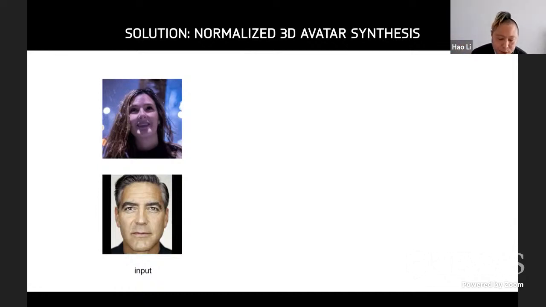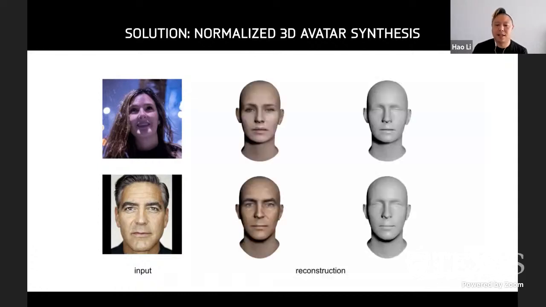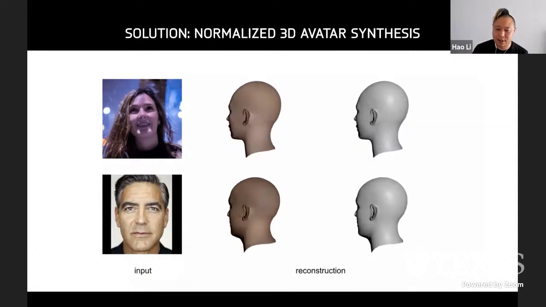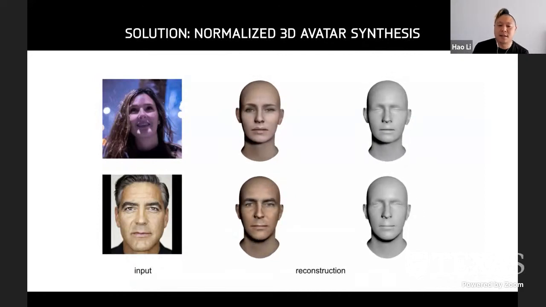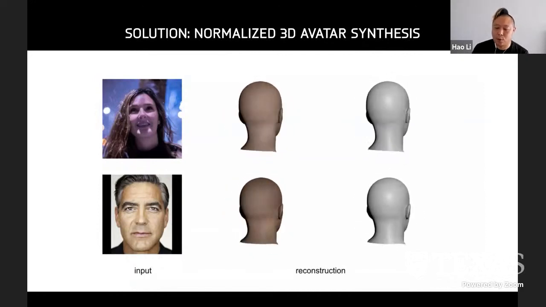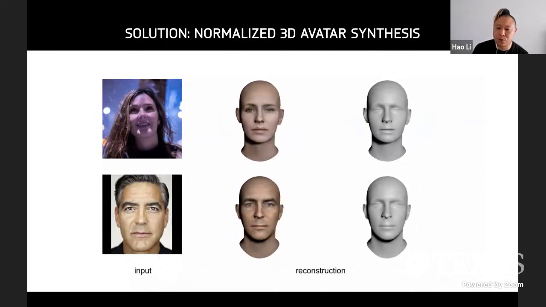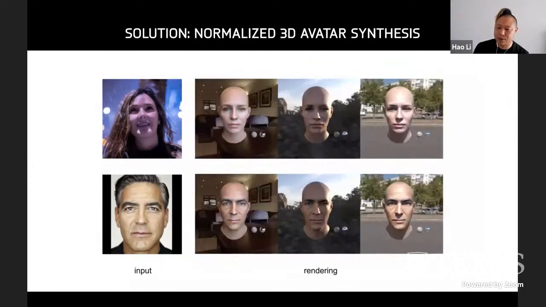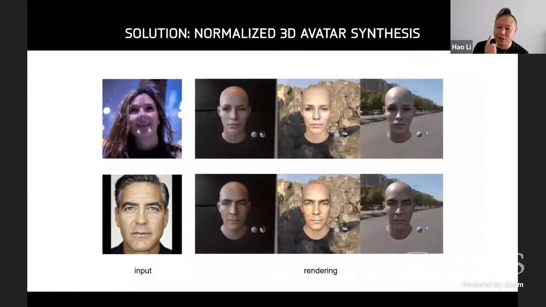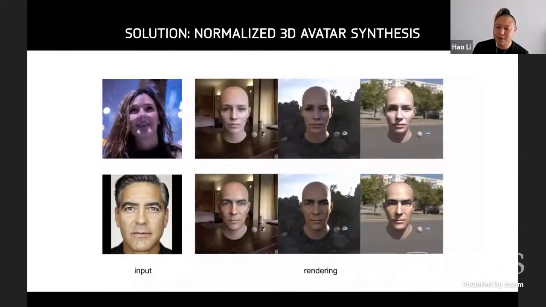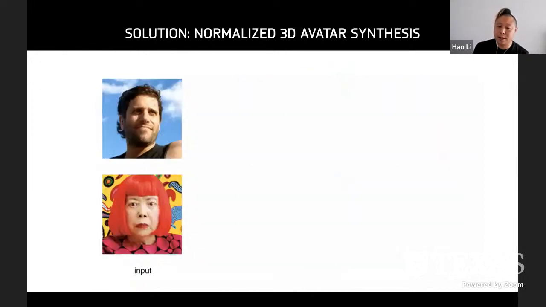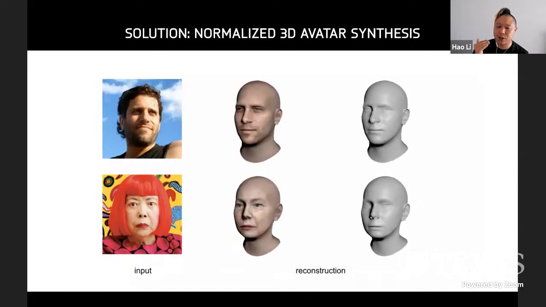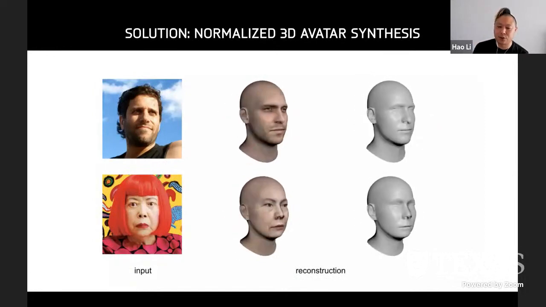So here's an example of our new method that we just presented at CVPR this year. It's called normalized 3D avatar synthesis. The idea is that given an input photo, we're trying to generate directly a textured 3D model of that person, but in a neutral facial expression and in a normalized lighting condition, so that we can re-render this in an arbitrary virtual environment.